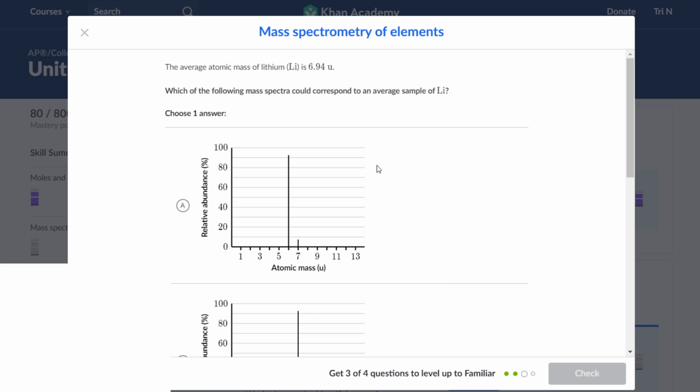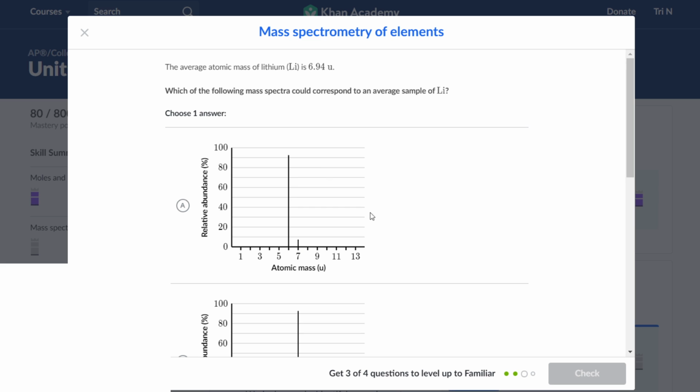Okay. The average atomic mass of lithium, or Li, is 6.94 u. Which of the following mass spectra could correspond to an average sample of lithium? Okay, so the average atomic mass of lithium is 6.94. So let's look at this.